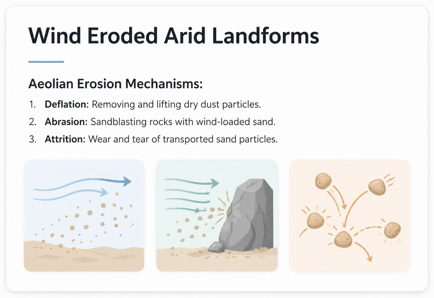While water is powerful, wind, or aeolian erosion, is the other major sculptor of deserts. Wind erodes in three main ways. First is deflation, which is simply the wind lifting and blowing away loose, dry dust and sand. Second is abrasion, where the wind acts like sandpaper, blasting airborne sand grains against rock walls to grind them down. Finally, attrition occurs when the airborne sand particles crash into each other, wearing themselves down into smaller, rounder grains.